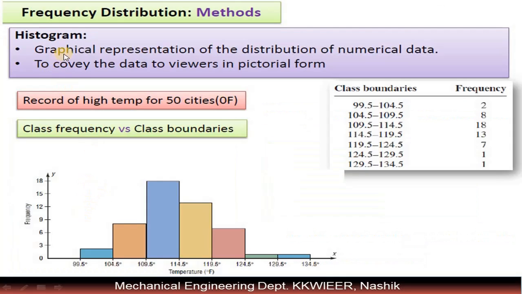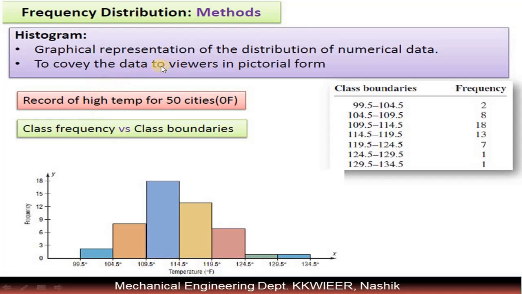Coming to the next part, the methods of frequency distribution. There are usually two methods. The first one is the histogram and the second one is the frequency polygon. Now what exactly does histogram mean? It is a graphical representation of the distribution of numerical data. Suppose we have a set of rectangles, and each rectangle has a base equal to the class width, while the height represents the class frequency. So it is nothing but a graph. A histogram is nothing but a graph of frequency versus the factor.